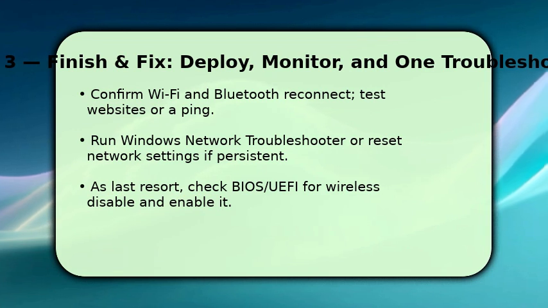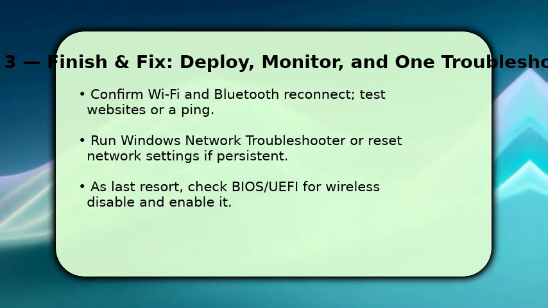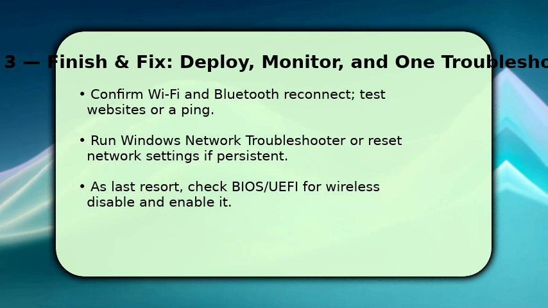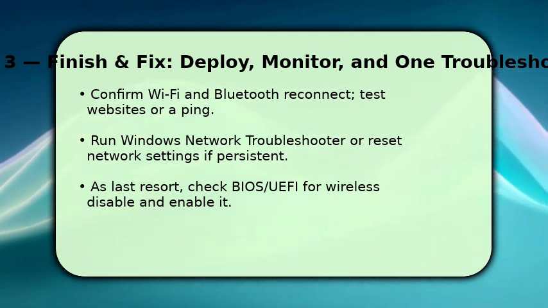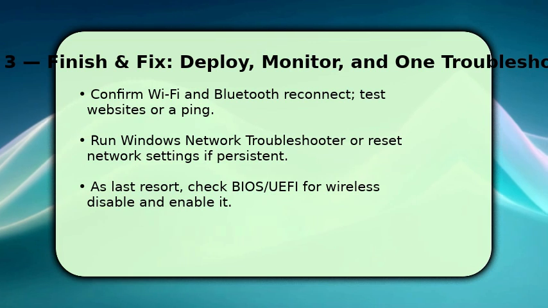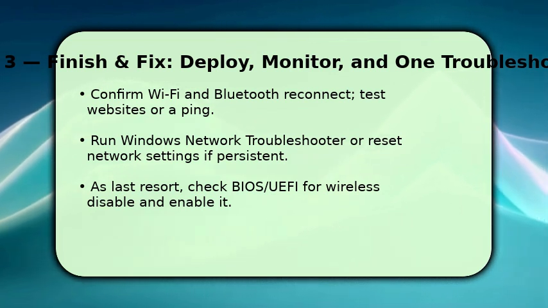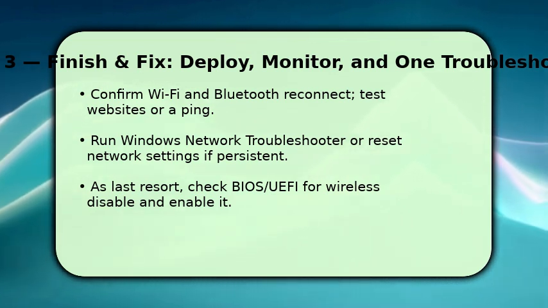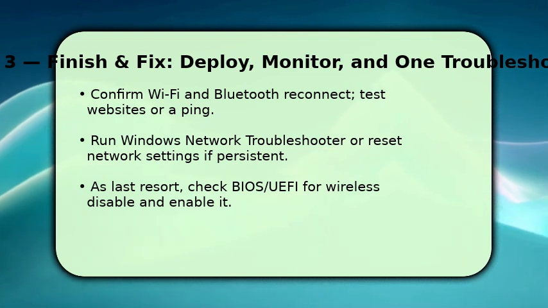If issues persist, run the Windows Network Troubleshooter and try a network reset. These clear cached misconfigurations. Make sure to reboot after changes. If nothing helps, check BIOS or UEFI for a global wireless disable. Toggle it there and save changes.